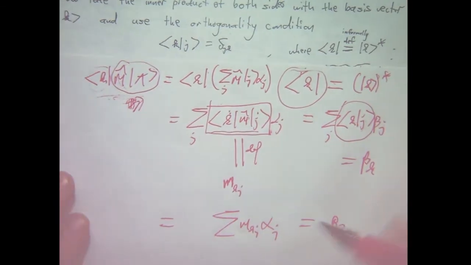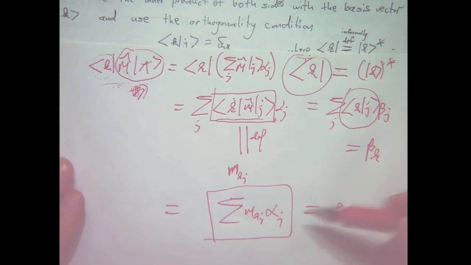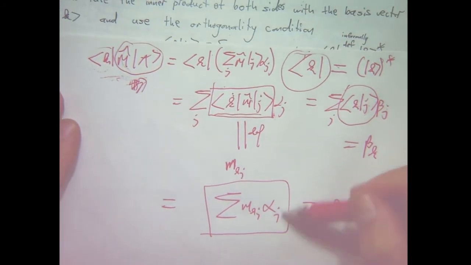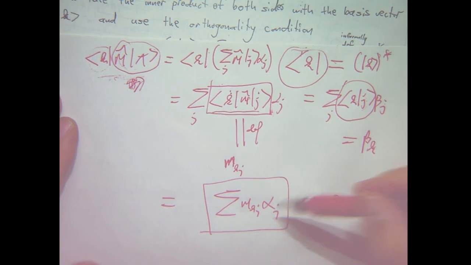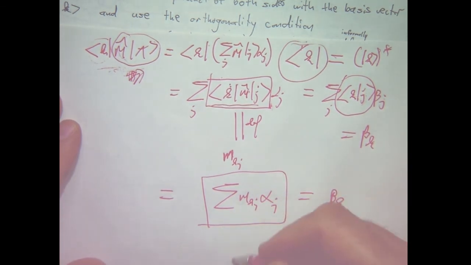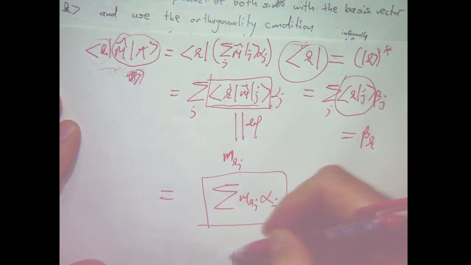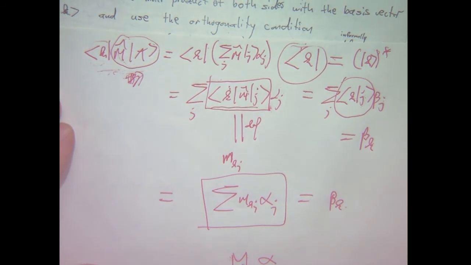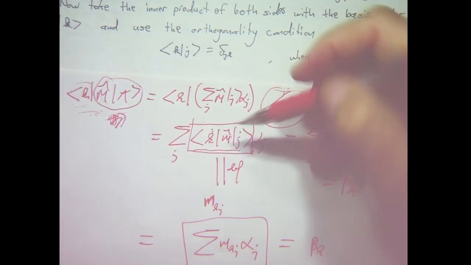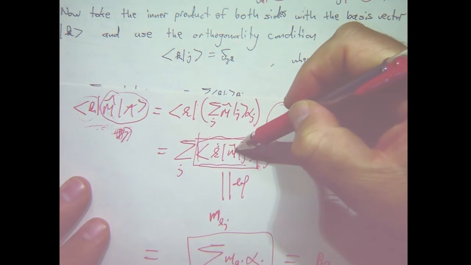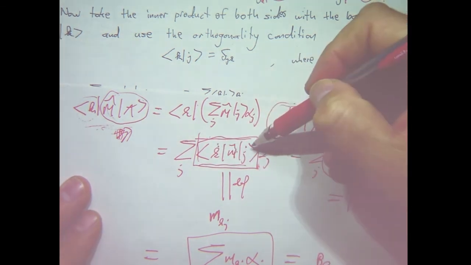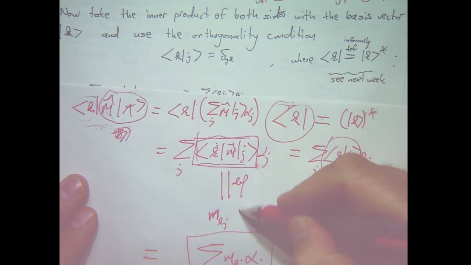Now this thing here, you might recognize as the component form of matrix multiplication. So that thing there is the same as a matrix M acting on a column vector alpha. Except this is just one row of the matrix. The kth row of the matrix acting on that column vector. Right. So this thing here, where the operator is sandwiched between two basis vectors, is called a matrix element. It's a matrix element.